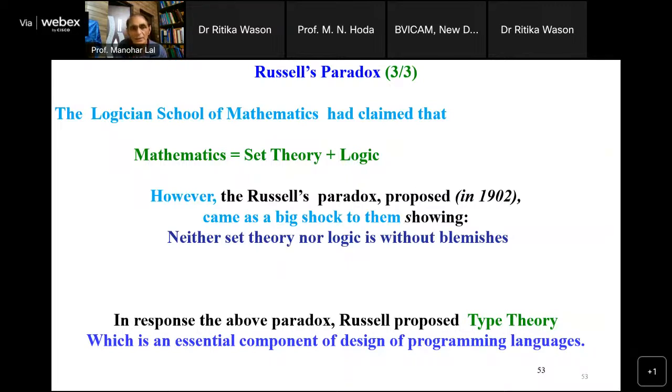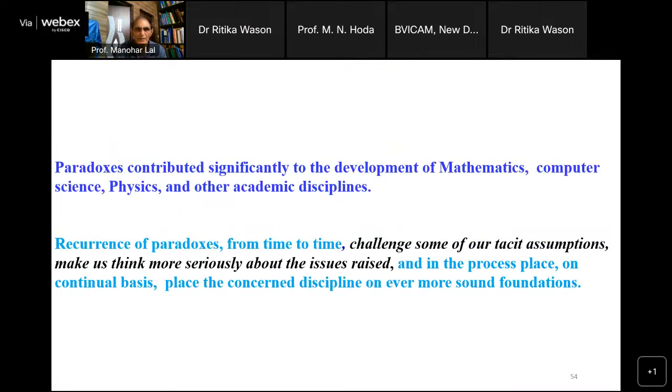Hence, the resolution of the paradox plays a very important role in the design of programming languages. Russell actually developed type theory, which is a must for the design of every programming language. So what I mean to say is that paradoxes have played a very important role since antiquity in the development of mathematics and also of computing.